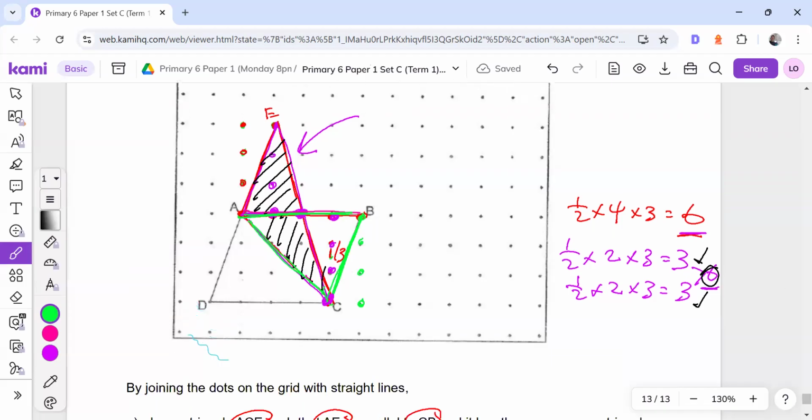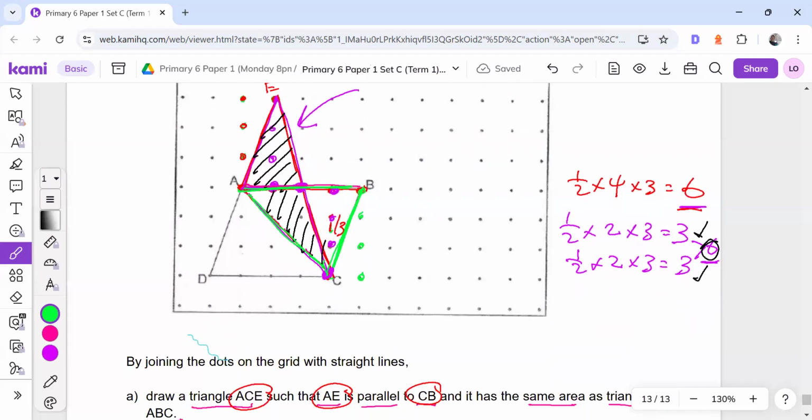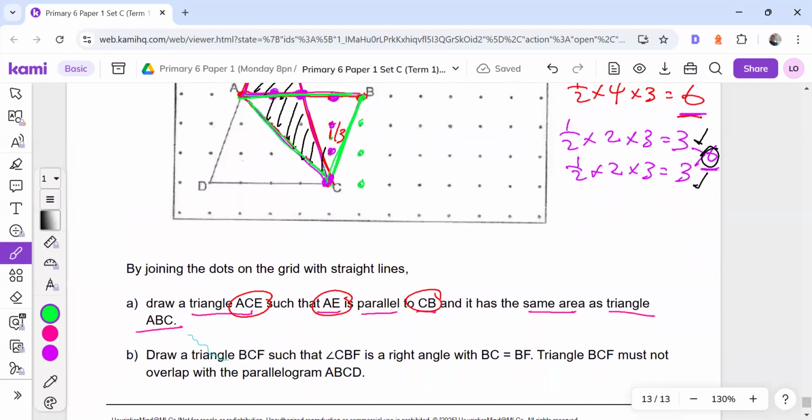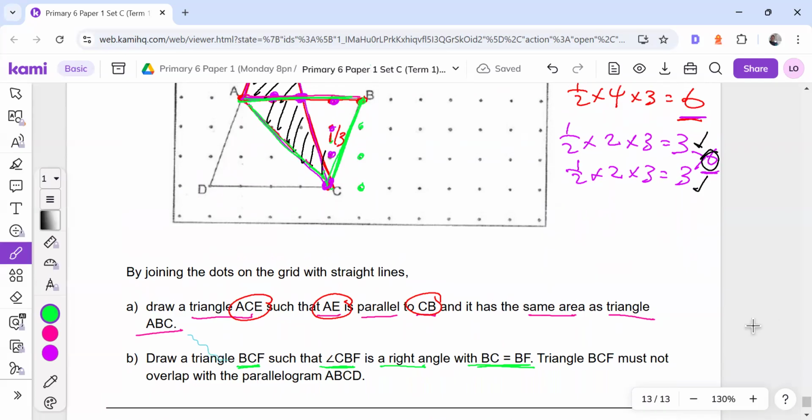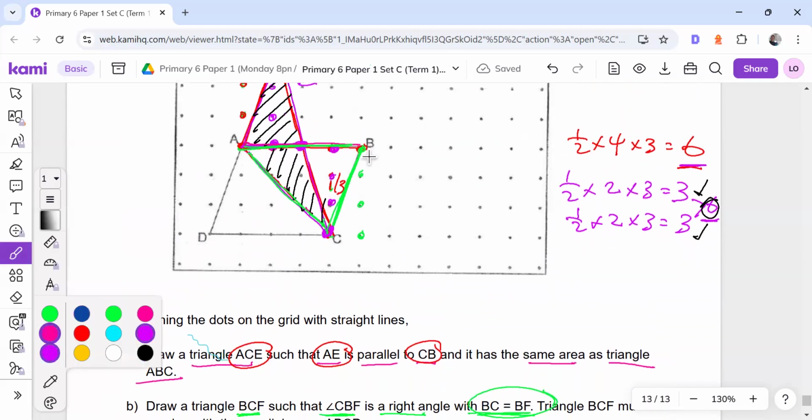Okay, let's look at part B. Draw a triangle BCF such that CBF is a right angle with BC equal to BF. And that is what kind of triangle? That is an isosceles triangle, right? Because BC equal to BF is an isosceles triangle. Okay, eyes open big. How long is this line again? This is 1 by 3.